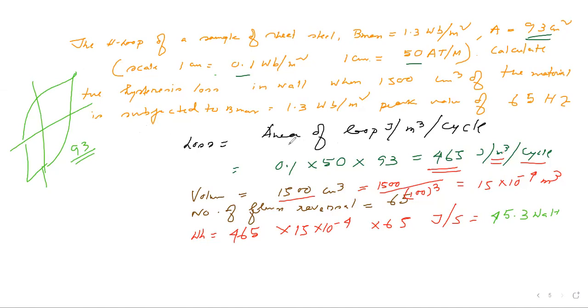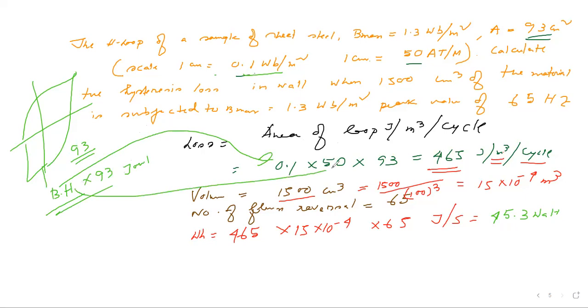So for that reason we have to multiply that 93 by 0.1 into 50, that is B into H into 93, which provides joule. B is 0.1 Weber per meter square and H is 50 ampere turns per meter. So you will get the loss per cycle per unit volume, that is 465 joule per meter cube per cycle.